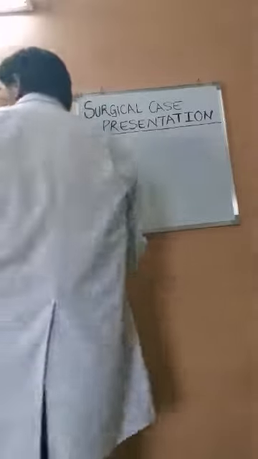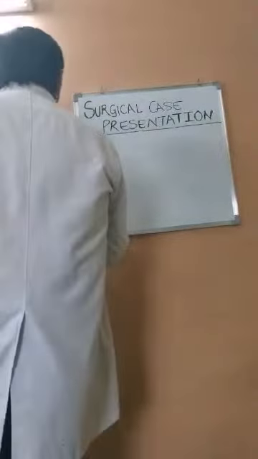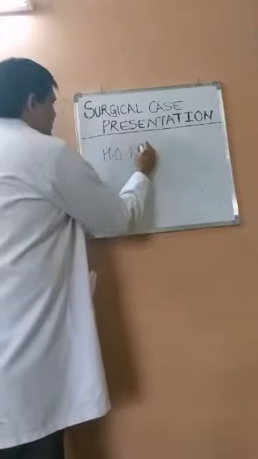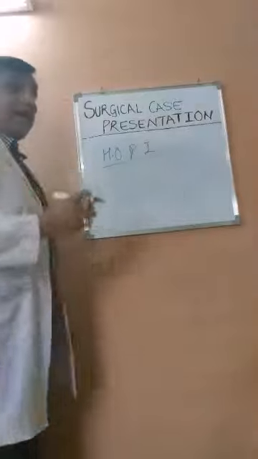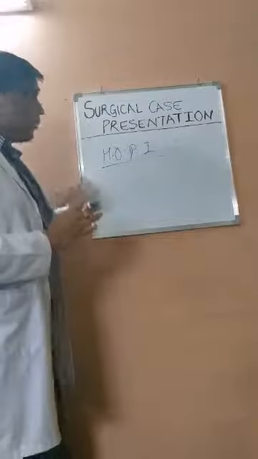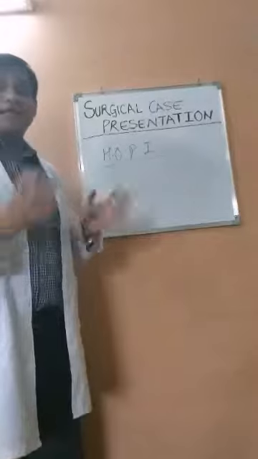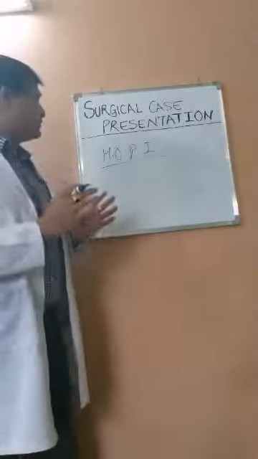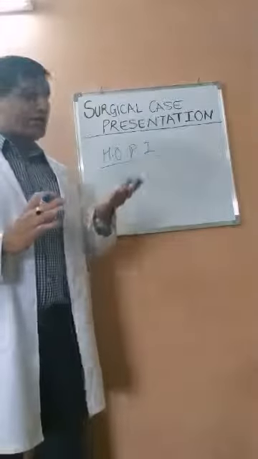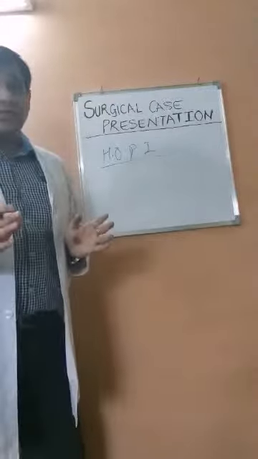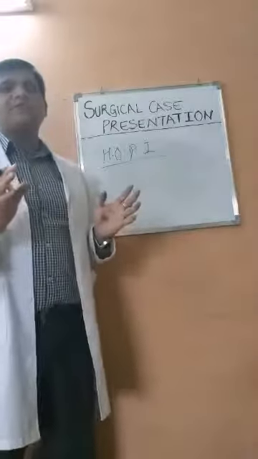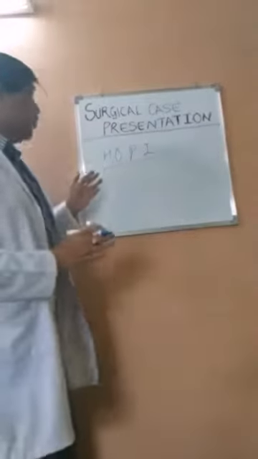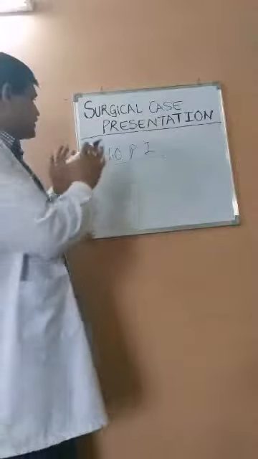Now next we go to the history of present illness, HOPI. This is the history of present illness, and what I believe, this is one of the most important sections of any case presentation. If you are very good at the history of present illness, take it for granted that you have cleared your examination. But if you have messed up your history of present illness, the chances of failing the examination will be very, very big. So give more and more time to the history of present illness.